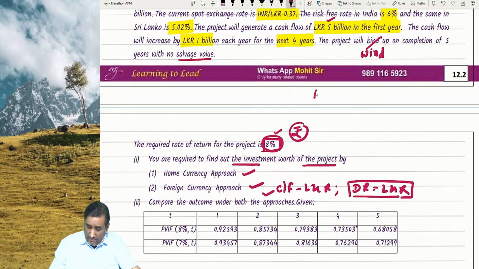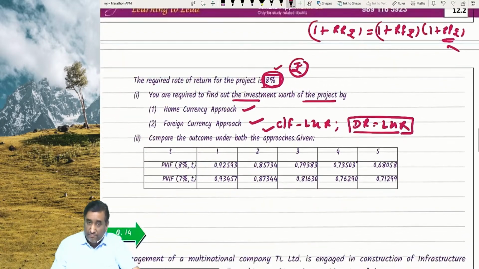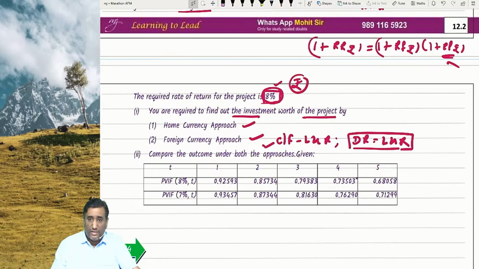If 1 plus risky rate of rupee is equal to 1 plus risk free of rupee, it will give you what? Of rupee. You can calculate this. Then using this and risk free of what? Sri Lanka. Can you calculate the risky rate of Sri Lanka? Just calculate for me and tell me what comes out, because the answer is not given to you. We'll have to calculate.